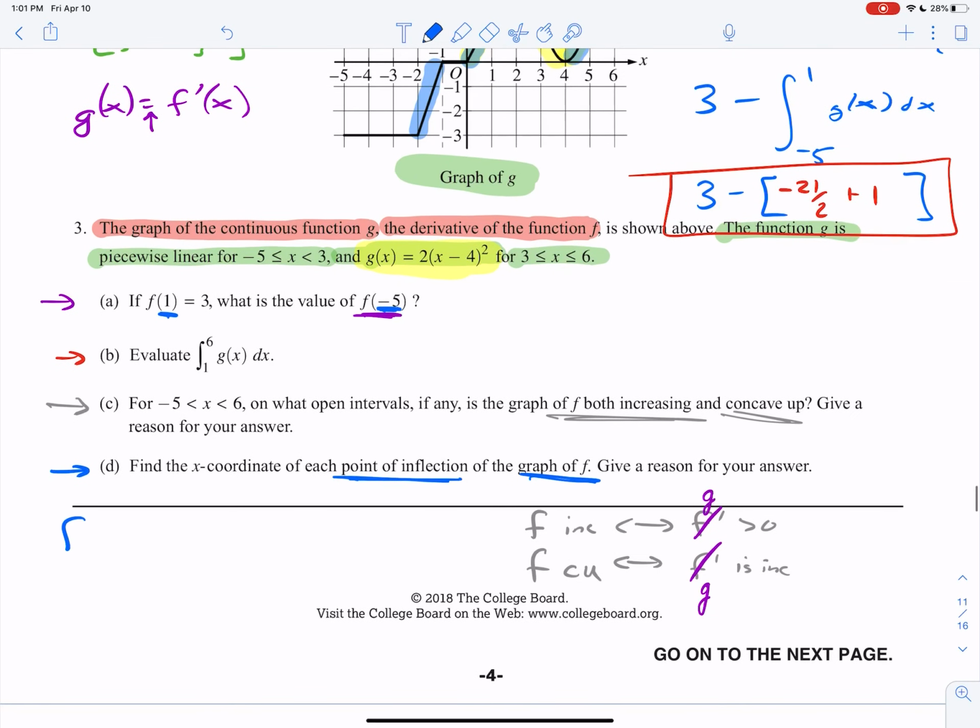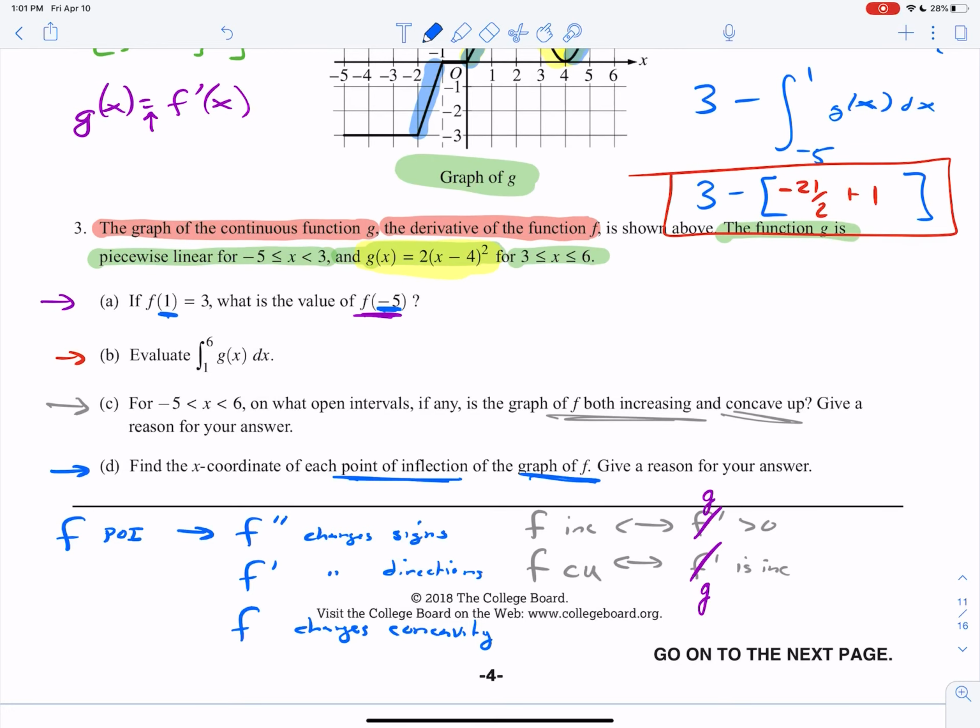So remember, f will have a POI, a point of inflection, if the second derivative changes signs, or if f prime changes directions, or if f changes concavity. Okay, so there's a lot to choose from here. Okay, so we have to use what we know.